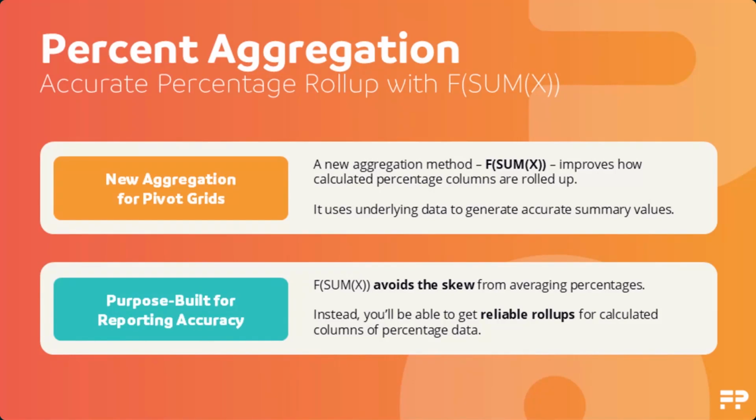But now we've introduced a new smart aggregation method for these percentage columns, which we call F Sum of X. When selected, Function Point will recalculate your summary percentages based on the underlying data rather than averaging visible rows. So to be clear, with F Sum of X, we're telling the system, don't average the percentages, instead go back to the raw values those percentages were based on, sum them up, and then recalculate that percentage. So just keep in mind, this method is only available for custom calculated columns, and it's enabled per column in the pivot grid builder.